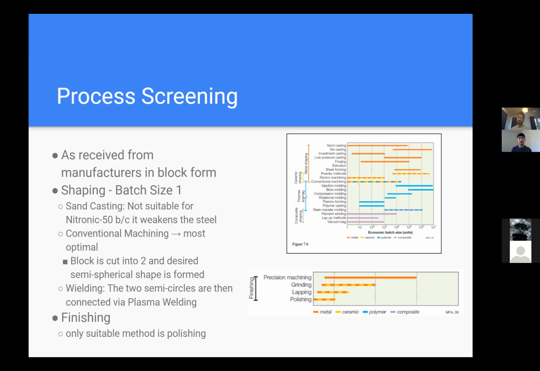And for finishing, the only viable method is polishing, because yet again, our batch size is one.